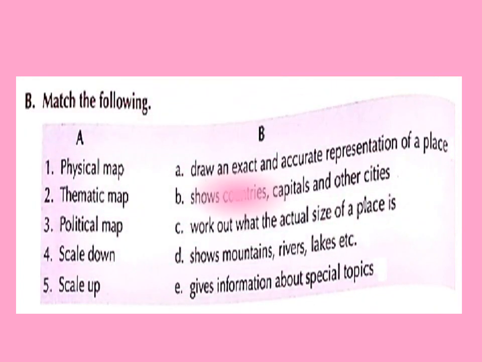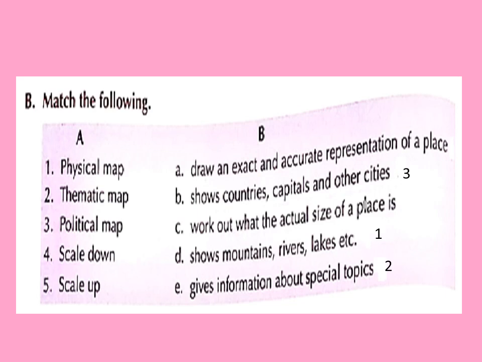What is the next one? Match the following. First one, physical map. What will be the match? Number D, shows mountains, rivers, lakes, etc. Number 2, thematic map. What will be the match? Number E, gives information about special topics. Number 3, political map. Now what will be the correct match for this one? Number B, shows countries, capitals and other cities.